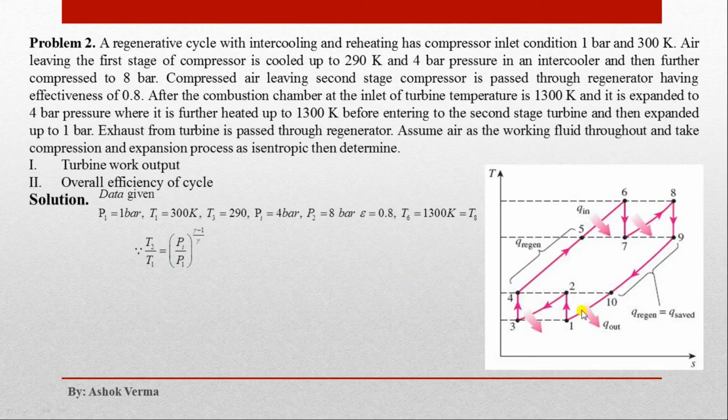So first of all, you have to calculate the temperature at all the unknown points. So you have T1, P1 and PI. You have PI, P1, so you can calculate T2. T2 by T1 will be equal to PI by P1 to the power gamma minus 1 by gamma. So this will be T2. T2 will be equal to 300, where 300 is the T1, into 4 by 1 to the power gamma minus 1 by gamma. So T2 will be equal to 445.8 Kelvin.